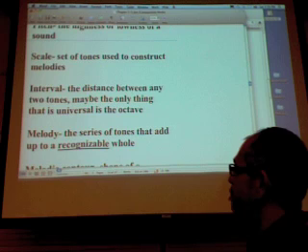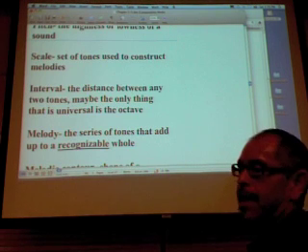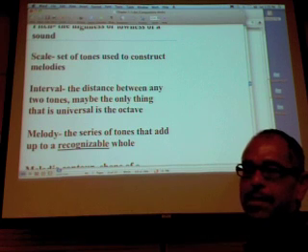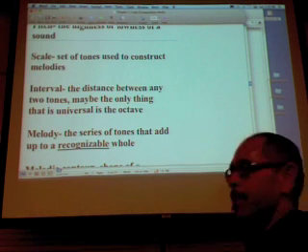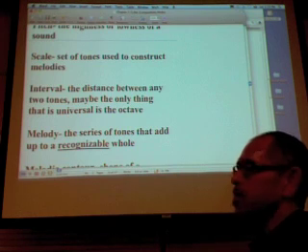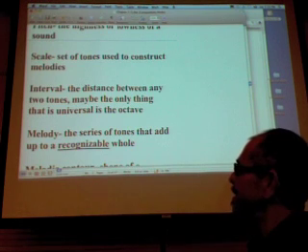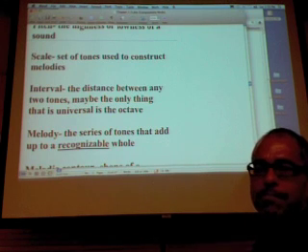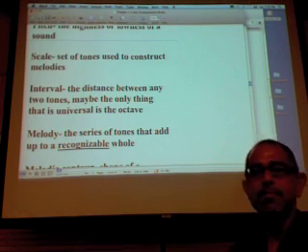Let's go on and talk about melody. And melody, as is the case with a lot of these elements, is something that you've experienced a lot ever since you first started playing music or listening to music. But you may not be able to put into words very easily what the definition of a melody is.